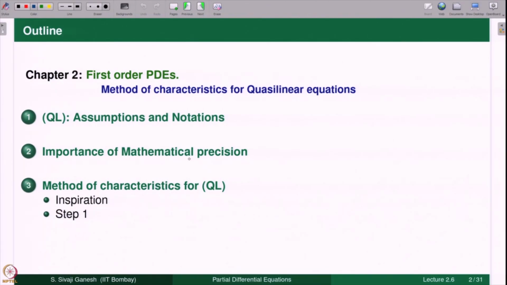And then we take first steps into method of characteristics for quasi-linear equations. First we present the inspiration behind this method, and we carry out step 1 out of the 3 steps. So, in the next lectures step 2 and step 3 will be discussed.